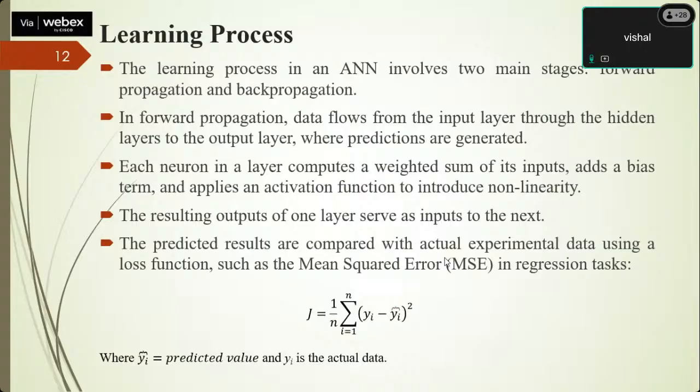The predicted results are compared with the actual experimental data using a loss function. The loss function is mean squared error if we are doing a regression task. There are multiple problems we can solve through the artificial neural network, but we will talk about the regression problem. In that case, we use mean squared error, so we can check the predicted value against the actual value. If some error is found, we will process it further.